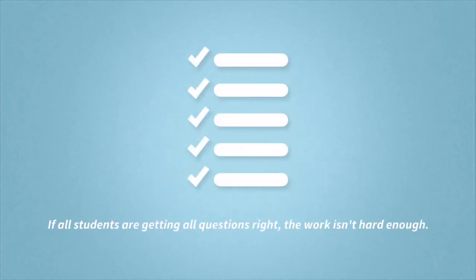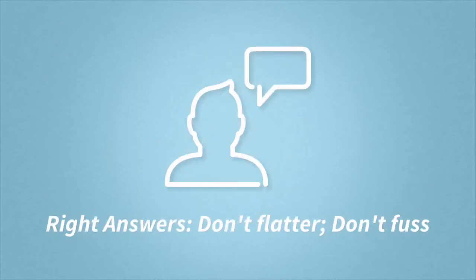When and if you do name an answer as wrong, do so quickly and simply. You might say something like, "Not quite," and keep moving. Again, since getting it wrong is normal, you don't have to feel badly about it. In fact, if all students are getting all questions right, the work you're giving them isn't hard enough. Here's how we deal with right answers. Don't flatter and don't fuss.